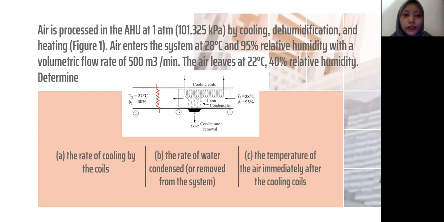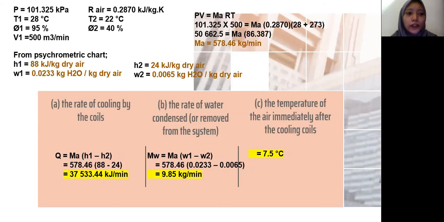Okay, from the psychrometric chart, we can get the information for H1, W1, H2, W2, and can calculate using the formula Q equals m_a times (H1 minus H2), then get the answer 37,533.44 kilojoules per minute. For the rate of water condensed, by using the formula m_w equals m_a times (W1 minus W2), we get the answer 9.85 kilograms per minute. And for the temperature of the air immediately after the cooling coils, the value is read from the psychrometric chart.